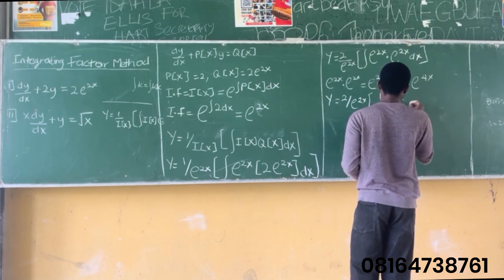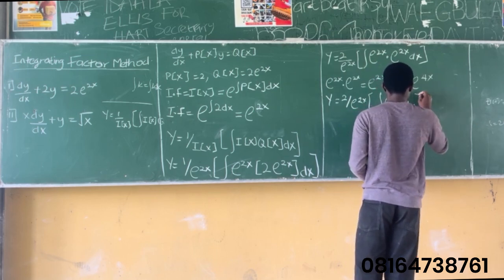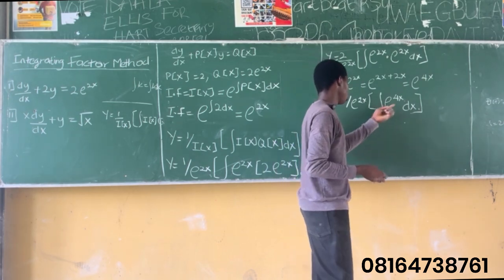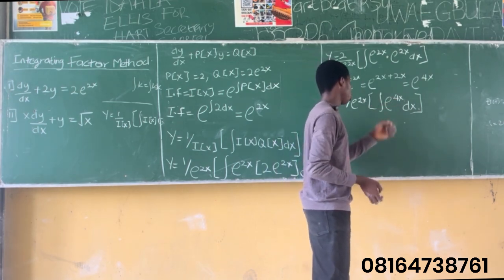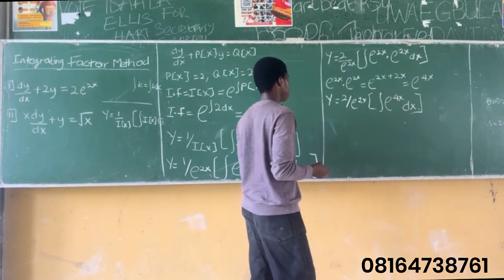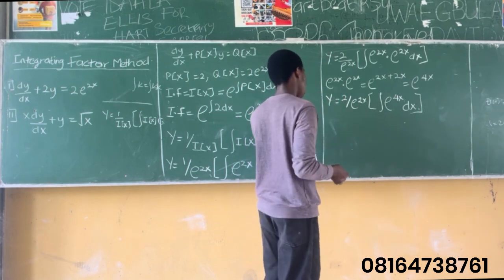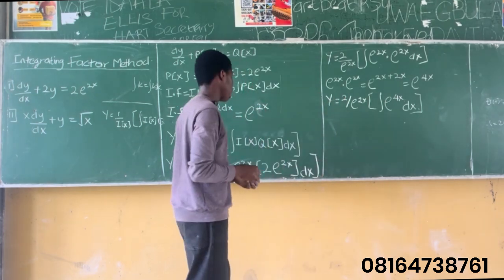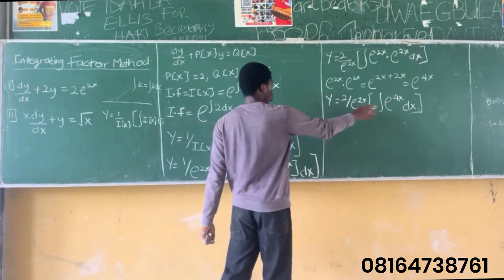e to the power 4x dx. So now we are going to be working throughout this problem. If you integrate e to the power 4x, we are going to be using integration by substitution. Let me show you the breakdown of how to work this out.